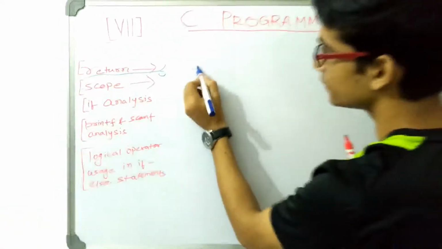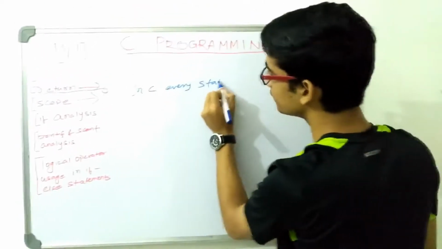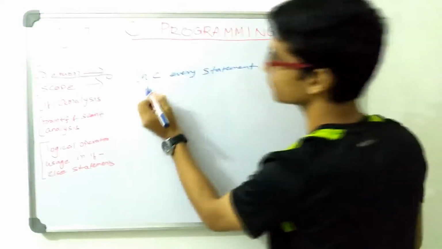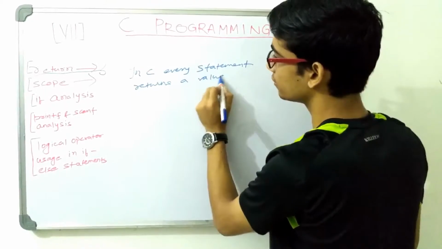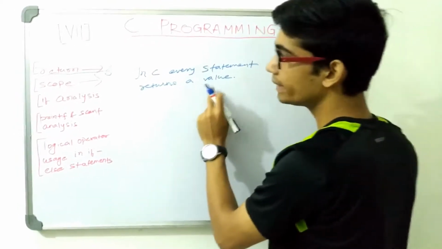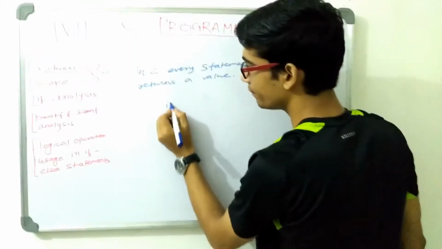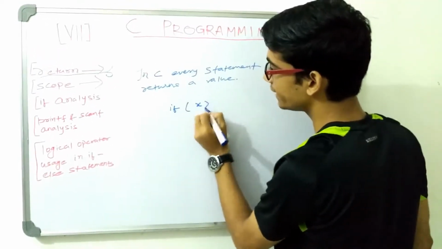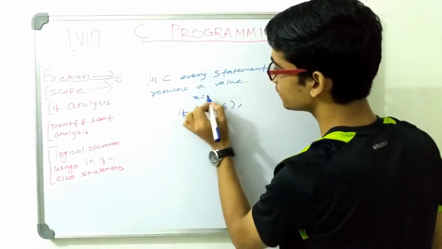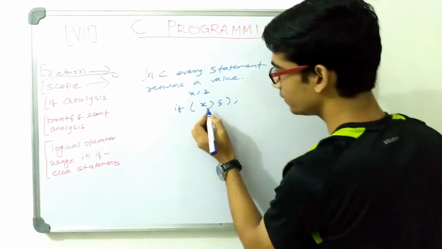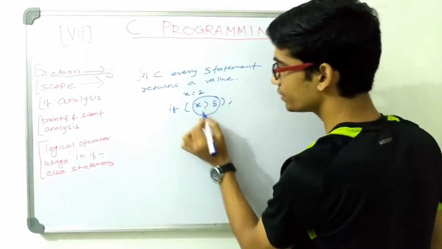So in C, every statement returns a value. Okay, this idea will be clear when we do the if analysis. I mean to say, suppose I write if x is greater than 5, okay, and the value of x is suppose 2, what will happen? 2 is greater than 5, it is true. So this statement is going to return some value.